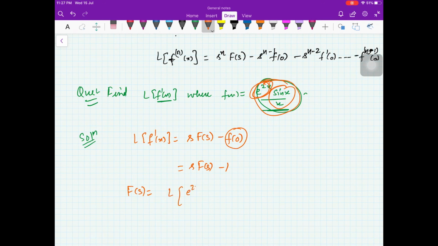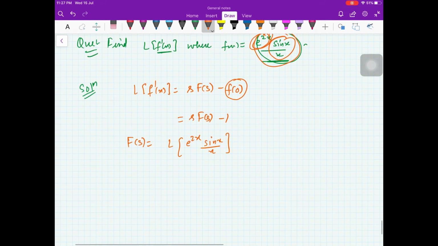F(s) is the Laplace transform of e raised to power 2x sin x by x. Now can you find out this value? The answer is yes. Here you can use the first shifting property. So L of sin x we know, sin x is 1 upon s square plus 1.